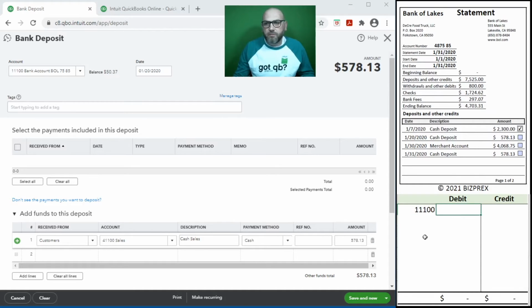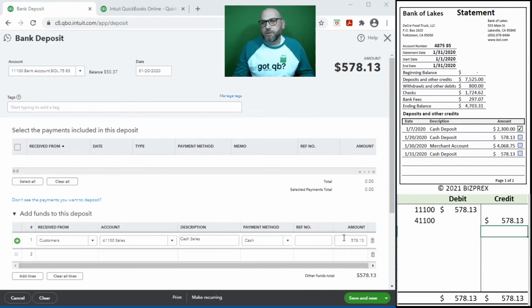We know for a fact our bank account will increase, right? So the balance will go up. So here it is. And our sales are going up too, right? And sales or revenue go up when credited, right? So this amount right here is a credit to this account, and this amount right here is a debit to this account, right? So here we are, good to go.